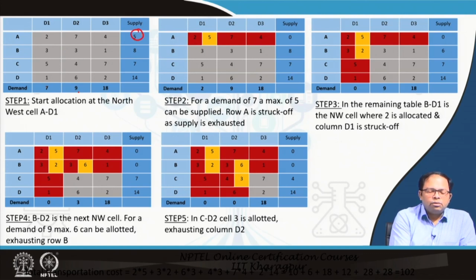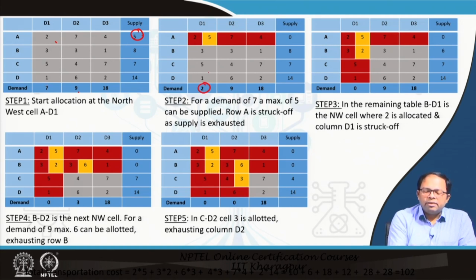That means I can do the entire supply over here itself. So from A to D1 I can supply 5. So my entire supply is already taken care of. If we supply 5, then in demand, out of 7, 5 is already supplied, so 2 is left.